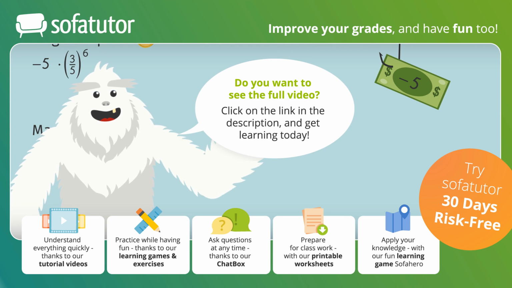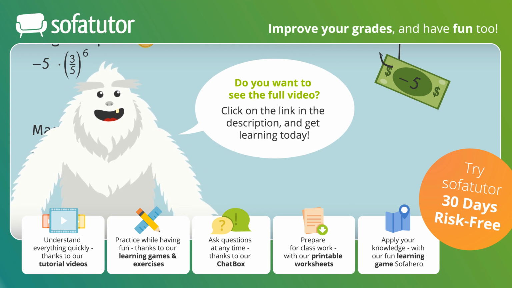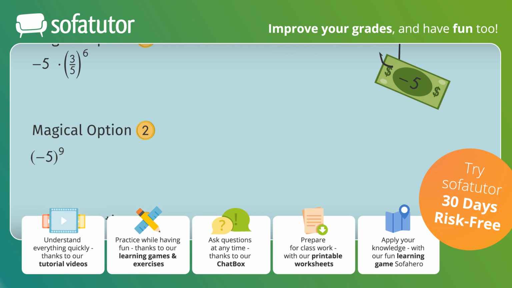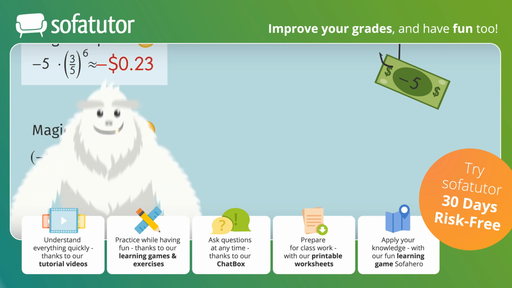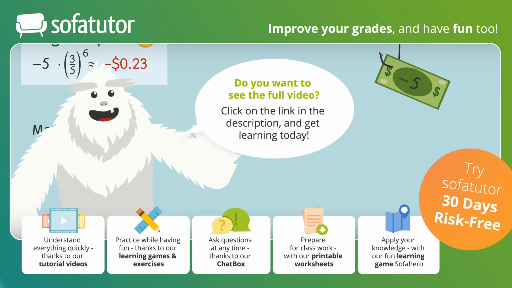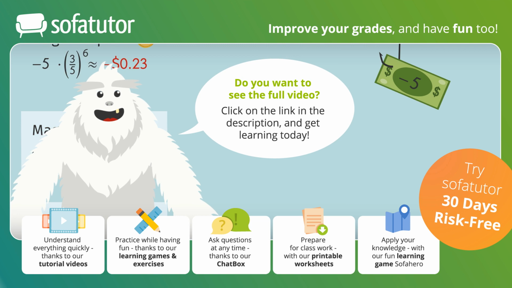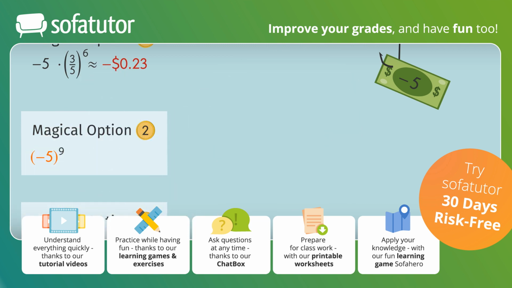Now that we have all options in exponential notation, let's help Skeeter and Wade decide which choice will make them rich. Considering the first option, do you think that -5 times (3/5) to the 6th power will be positive or negative? Well, we have a negative number times a positive number, so we can expect a negative result. Using a calculator, we find that -5 times (3/5) to the 6th is about -23 cents. How about the next two options, which involve a negative base raised to a power?